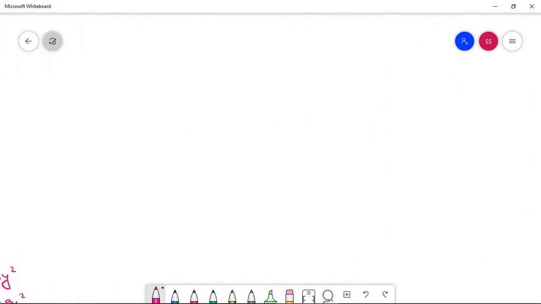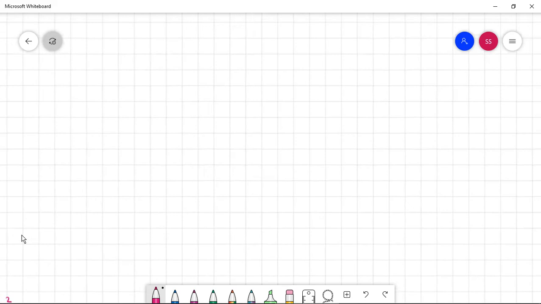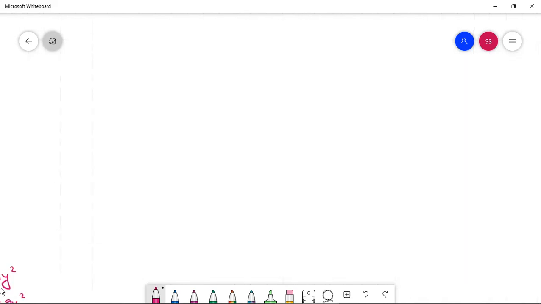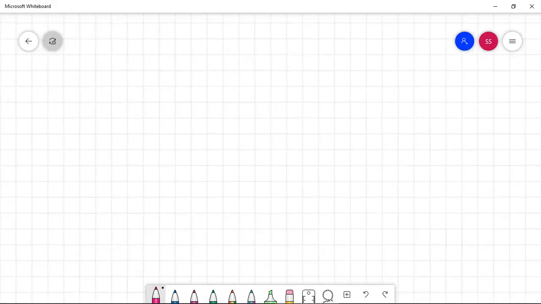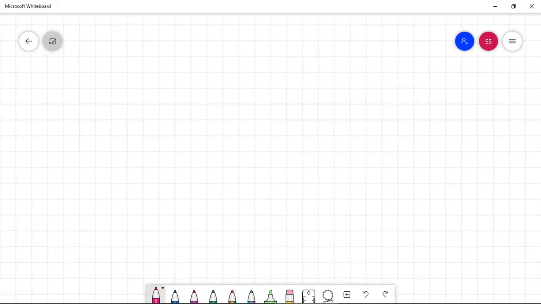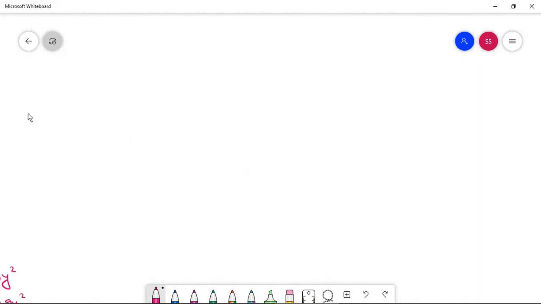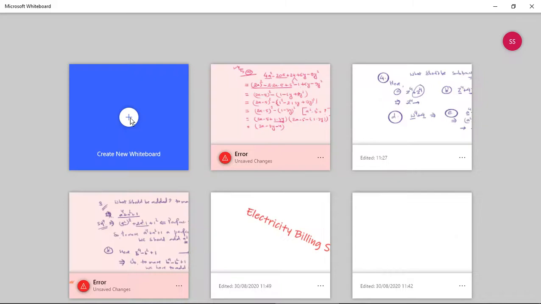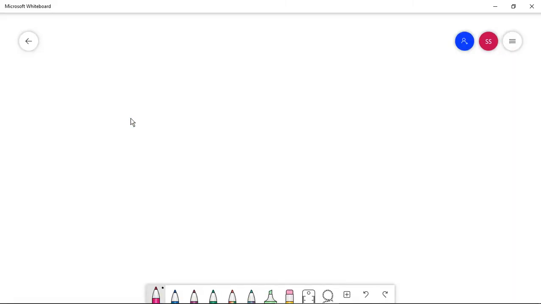5C. 5C is x square minus a square plus 4xy plus 2ab minus b square plus 4y square. So this is the genuine question. Another question, dear students. Let me solve this.